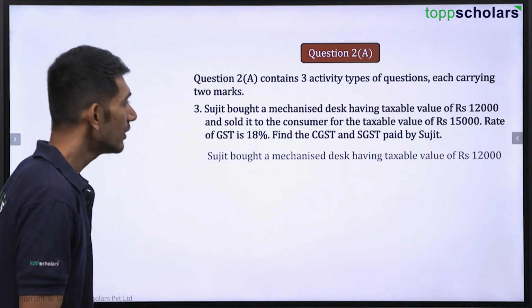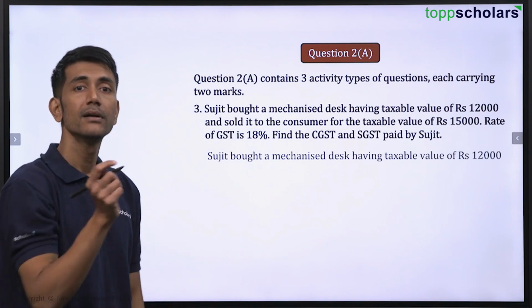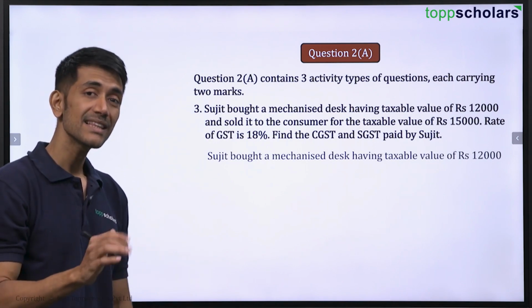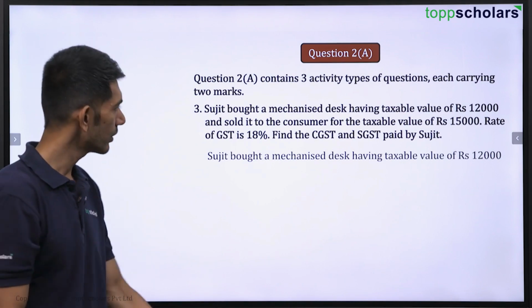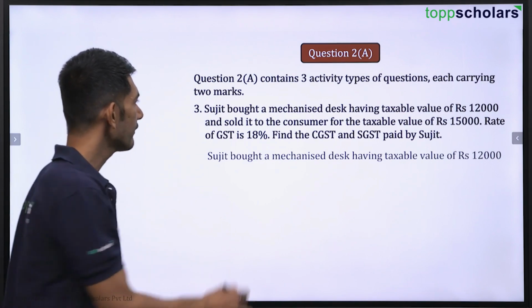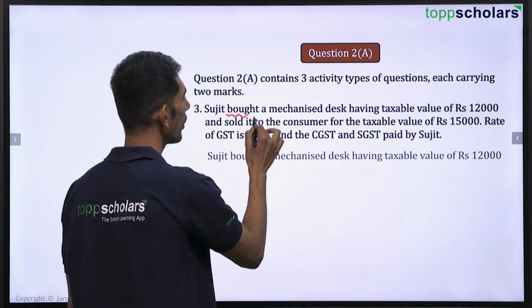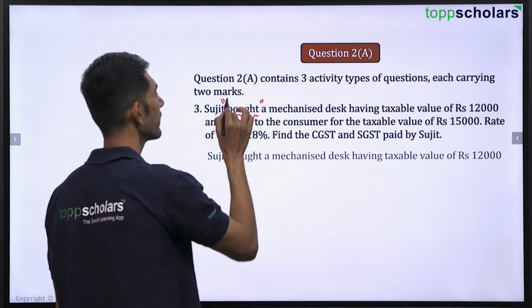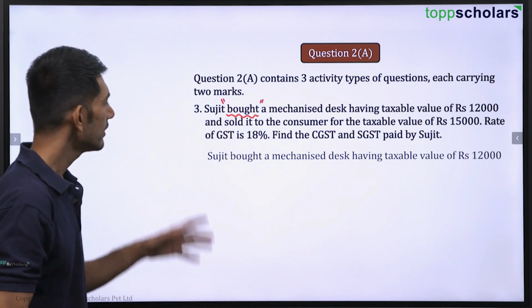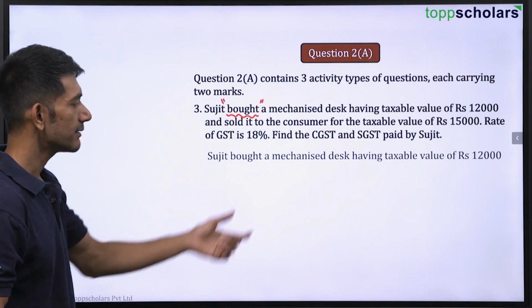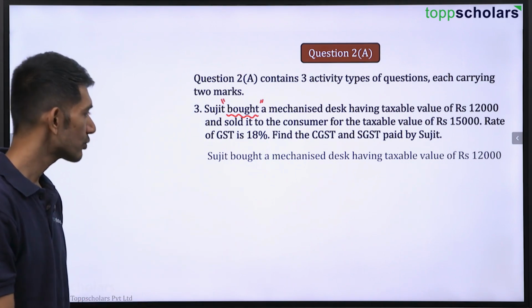Now understand, we're supposed to find out the CGST and SGST that he paid. Okay. So firstly, we need to focus on at what price he bought the particular item. You can see that Sujit bought a mechanized desk having taxable value of rupees 12,000.